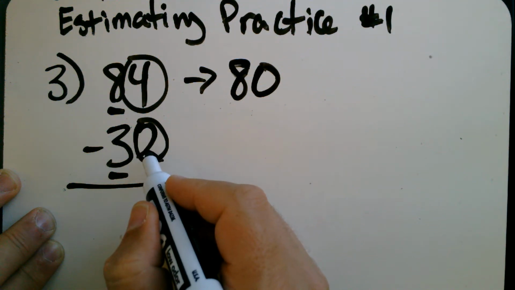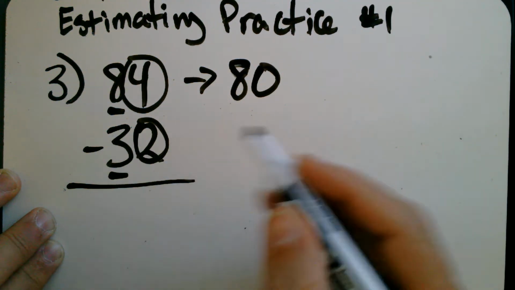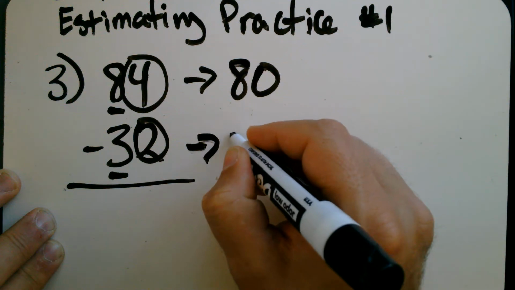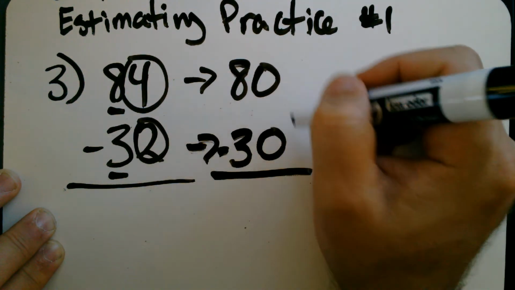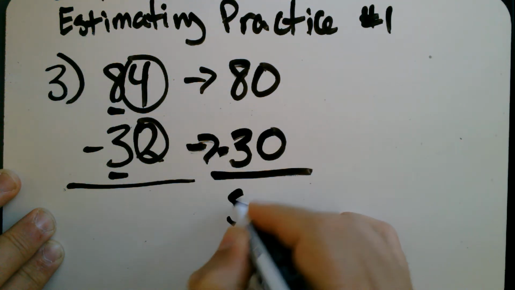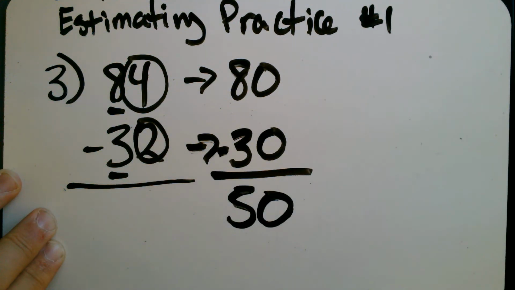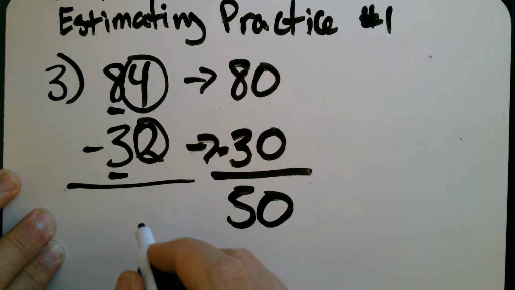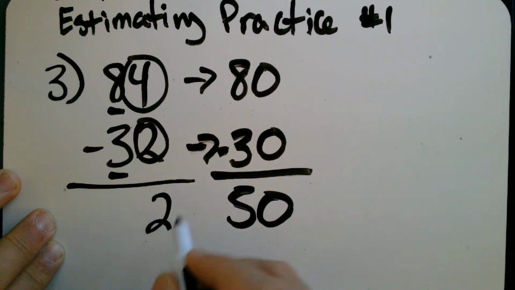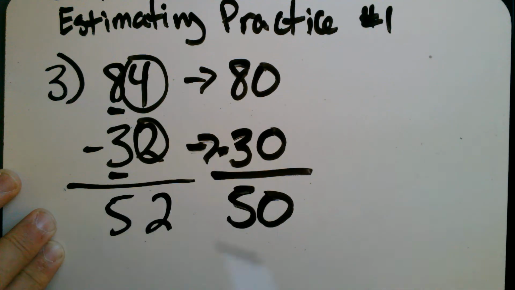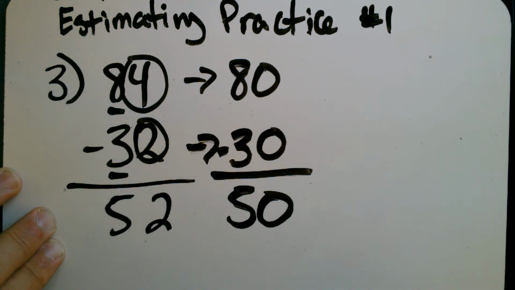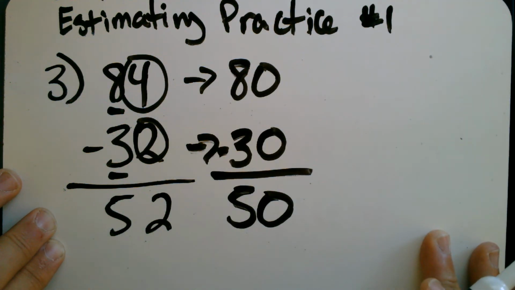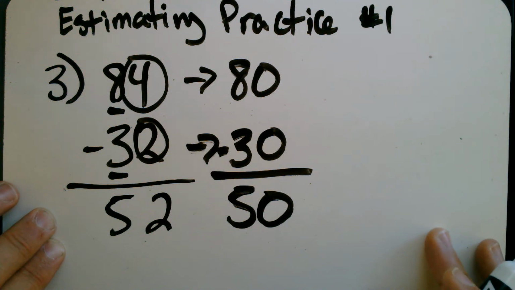32, because the 2 is 4 or less, I'm going to let it rest, so 3 stays 3. So 32 rounds to 30. 80 minus 30, 50. Now if I'd gone through this, because I didn't have to regroup, I probably could have done this relatively quickly. 4 minus 2 is 2. 8 minus 3 is 5. I could have gone through that process, but this is still going to be faster, especially when you get fast at estimating and rounding. It's going to be really quick to do these.